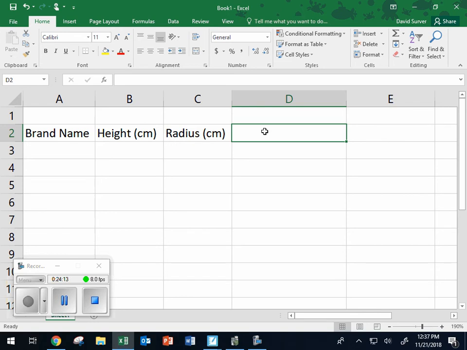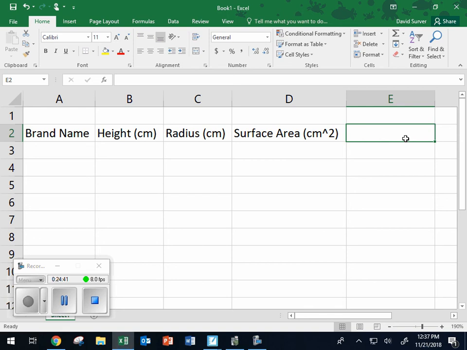And then I will have my surface area. The units of surface area, since it's an area, would be centimeters squared. But Excel doesn't really give us the superscript, at least it doesn't on the iPad. So if you just put a caret and then a 2, that means the same thing. And then our fifth column here, we would like to be the volume, which has units of cubic centimeters, or centimeters, and then a caret, and then a 3.